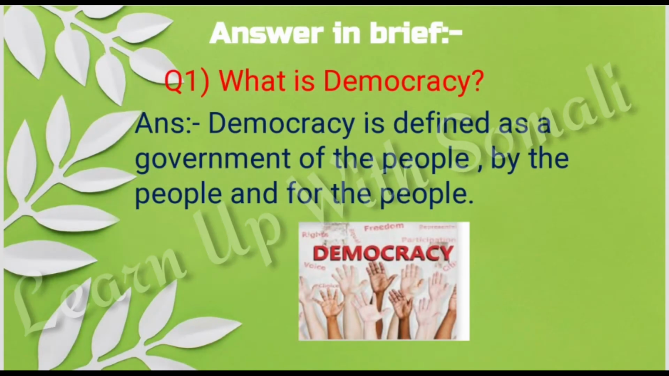Dear kids, we will start our today's video with answering the questions in brief. First question is, what is democracy? The answer is, democracy is defined as a government of the people, by the people, and for the people.